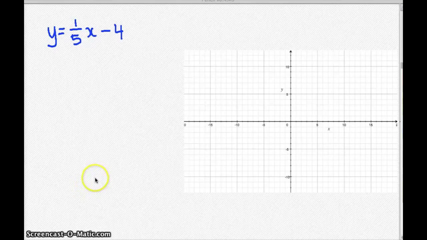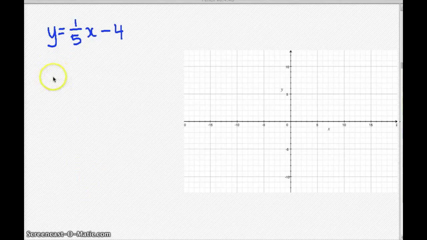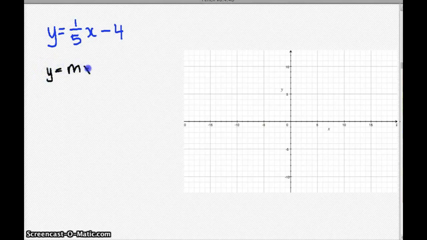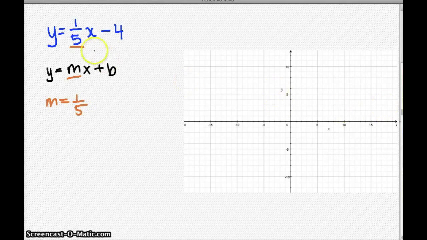I will give some example graphing problems. The first one is y equals 1/5 x minus 4. Since this is already in the slope-intercept form, y equals mx plus b, all we have to do is find the slope and the y-intercept. So the slope m is 1/5, and the y-intercept b is -4.